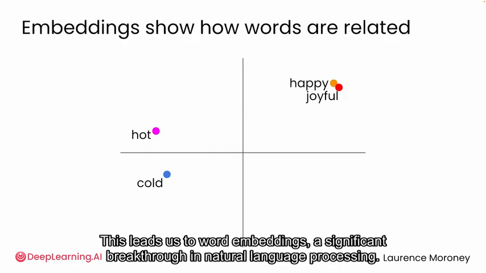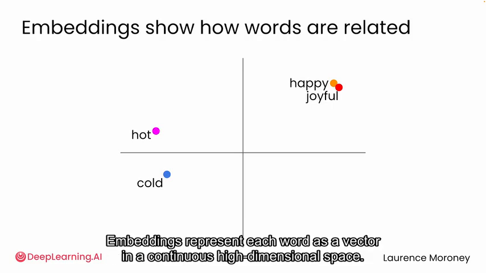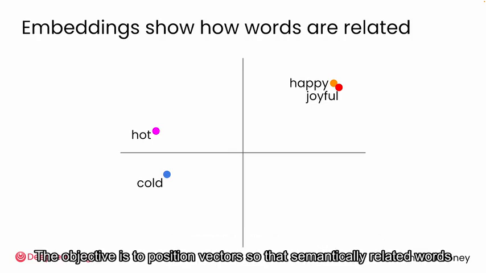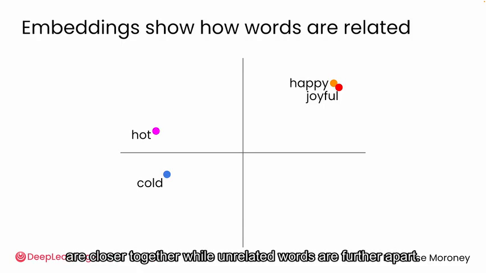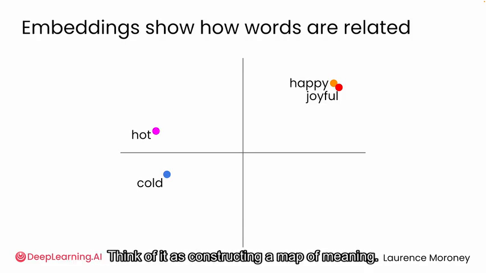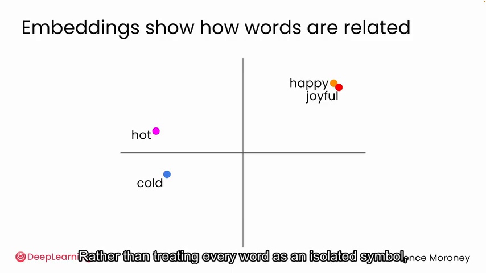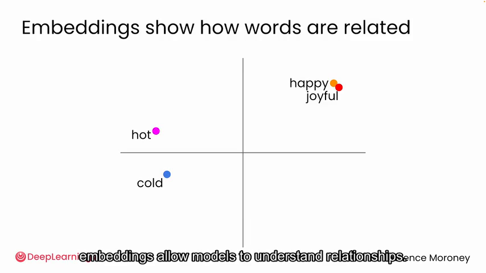This leads us to word embeddings, a significant breakthrough in natural language processing. Embeddings represent each word as a vector in a continuous high-dimensional space. The objective is to position vectors so that semantically related words are closer together, while unrelated words are further apart. Think of it as constructing a map of meaning. Rather than treating every word as an isolated symbol, embeddings allow models to understand relationships.